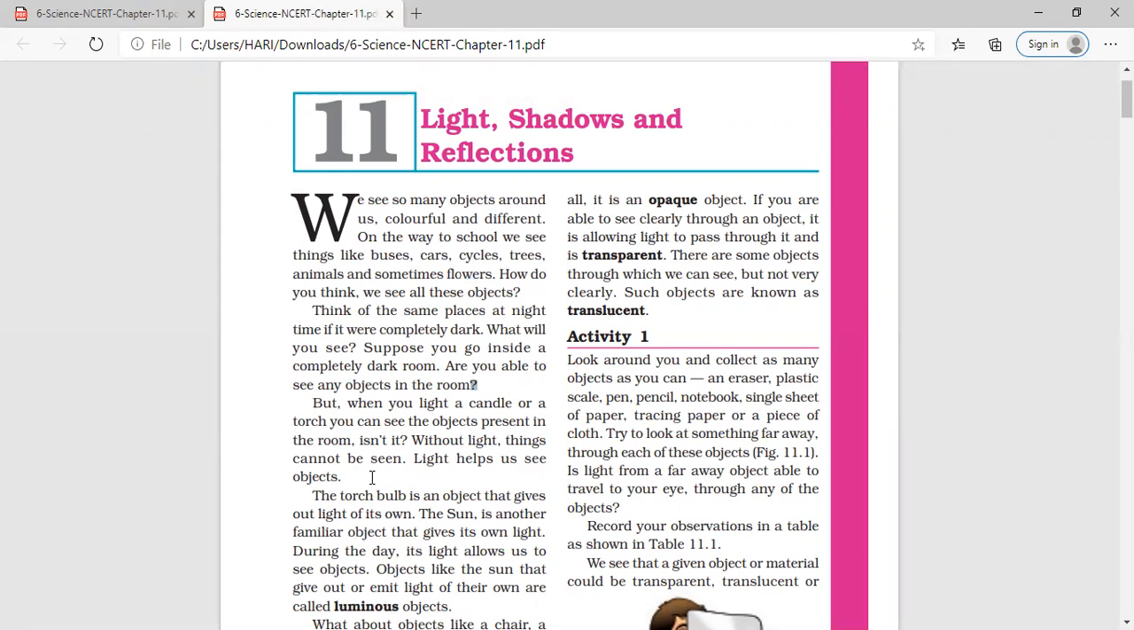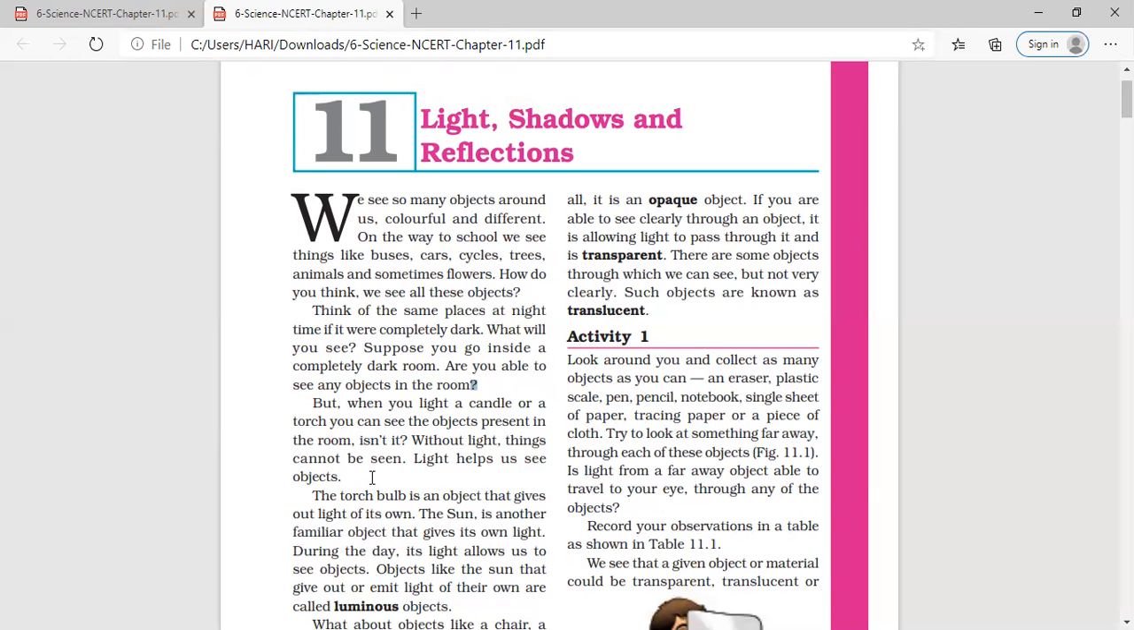Children, we see many things around us during the daytime. The same things will be there at night also. But at night, because of darkness, we cannot see any of these things. Just think you are entering a dark room at night. You will not be able to see any things inside the room. But if you are using a lighted candle or a torch, you will be able to see all the things inside the room. That means light helps us to see the object.